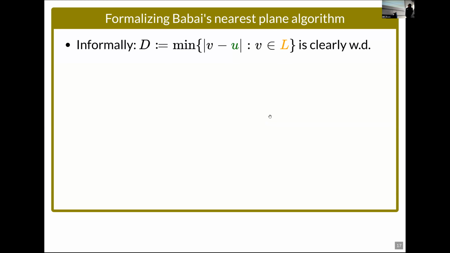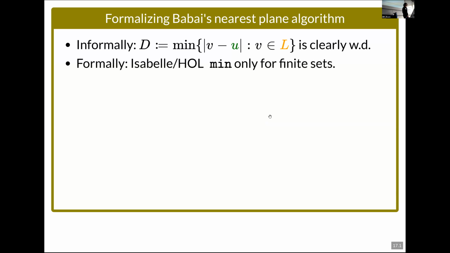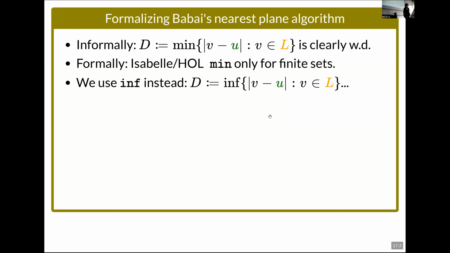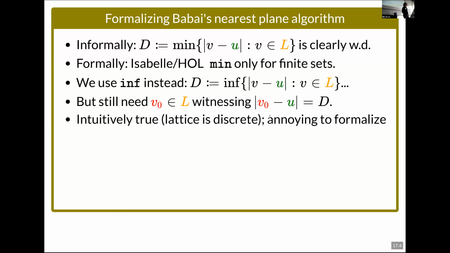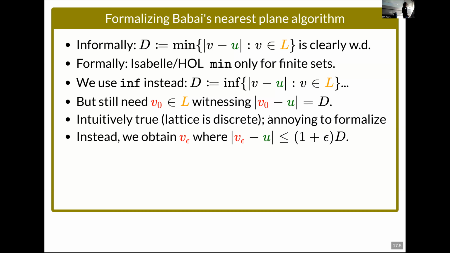So yeah, another thing I want to mention, informally, it's kind of clear that this value here is well defined. And okay, in Isabelle, the min is only for finite sets. This is not a big deal. We use inf instead, so that works for infinite sets. But there's still a point here. So in the proof, at least in the literature, the standard proof, you need to obtain a V0 in the lattice, which actually witnesses this sort of minimal distance. And it's, again, intuitively easy to see that this V0 should exist. I mean, the lattice is discrete. We're not going to have accumulation points or anything weird like that. But it might be annoying to formalize. I mean, you might have to introduce some Bolzano Weierstrass or something, talk about analysis. So we kind of wanted to avoid this.